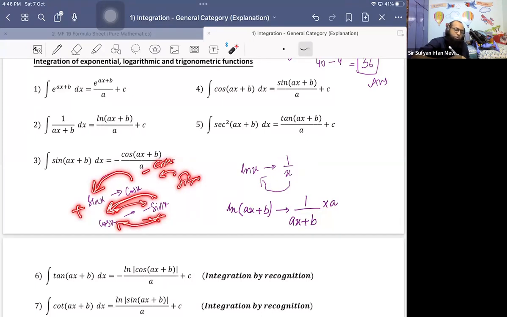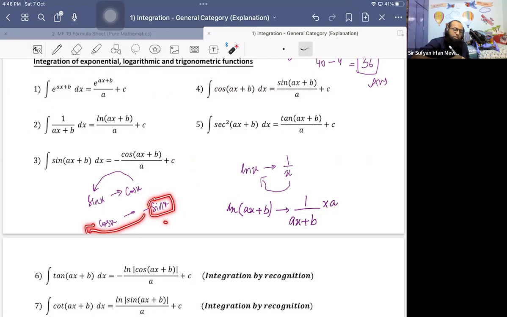So if we are only going to integrate sine x, we are not going to integrate minus sine x, only integrating sine x, this minus will be multiplied over there. So the integration of sine x will be negative cos x. So this is what I've written. How do we remember it, right? This is given in the formula sheet as well.